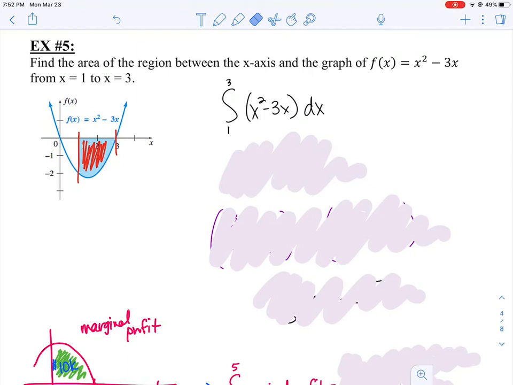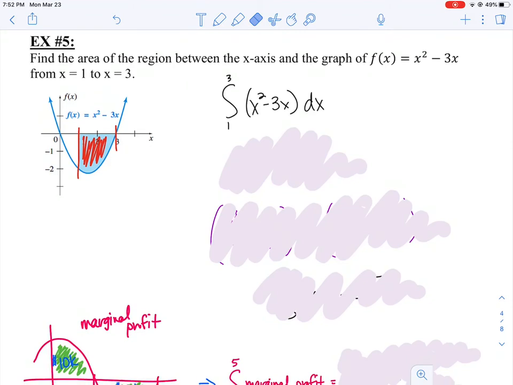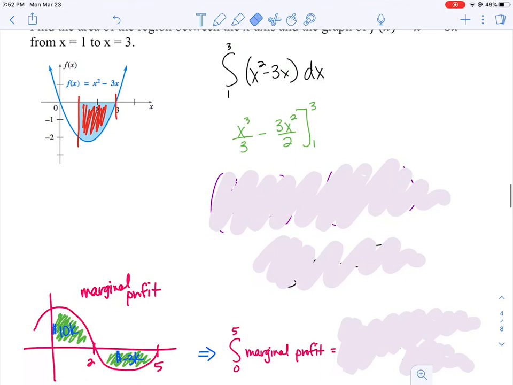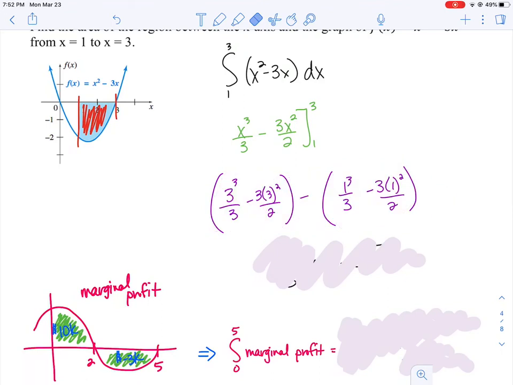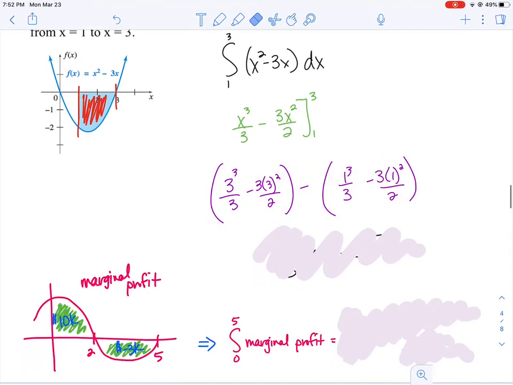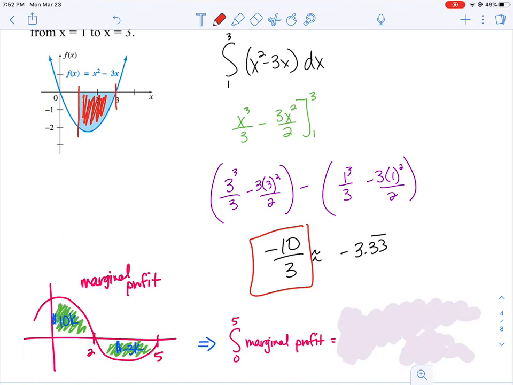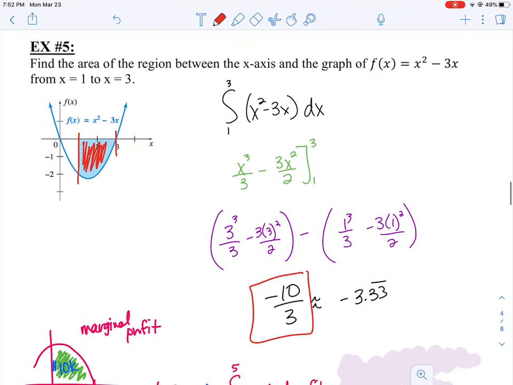So I can set up a calculus problem that says I want to integrate x squared minus 3x from 1 to 3. Then I can use the fundamental theorem of calculus and my rules of integration: add 1 to the exponent, divide by that new exponent, and evaluate from 1 to 3. I plug in my upper limit, plug in my lower limit, and subtract those two values. This looks a little bit different, doesn't it? I end up getting negative 10/3 as the area underneath the curve.